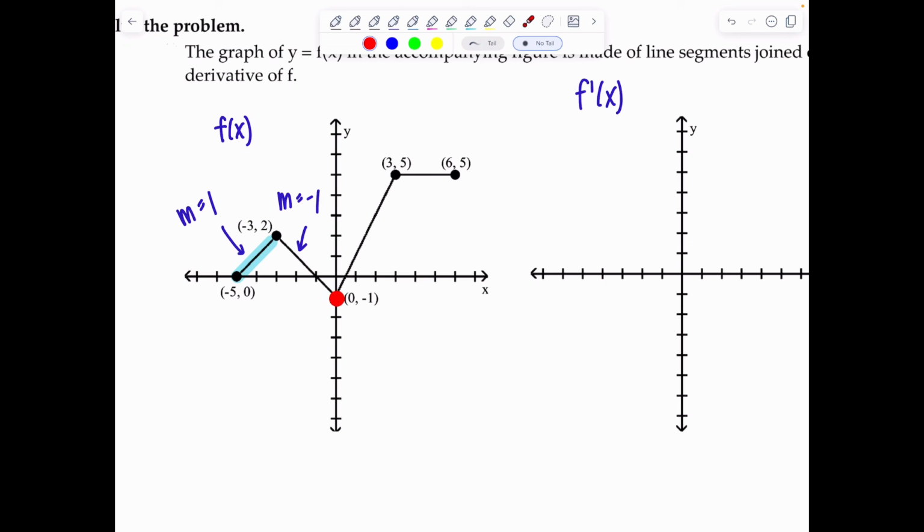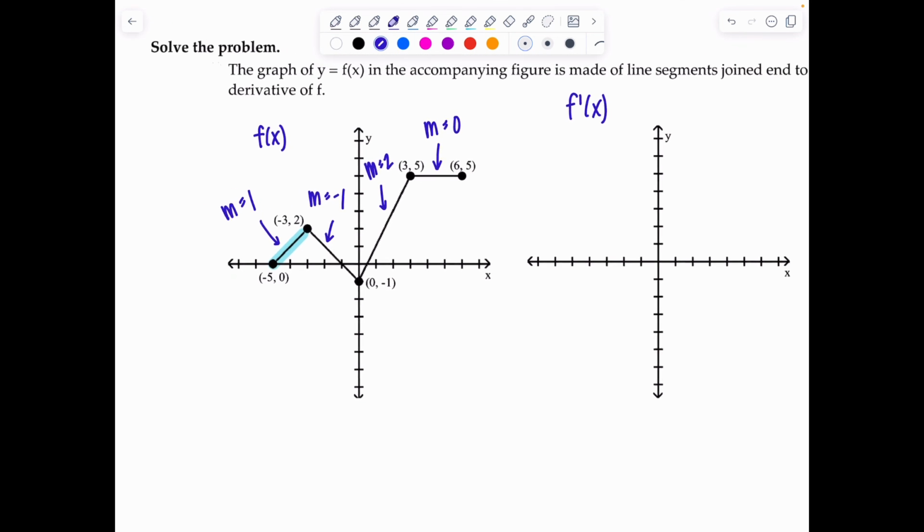Next piece, we rise 1, 2, 3, 4, 5, 6. Run 1, 2, 3. So 6 divided by 3, m is 2. And then maybe this last one you can tell we don't rise at all. We just run. 0 over any non-zero number is 0. So slope is 0 right there.